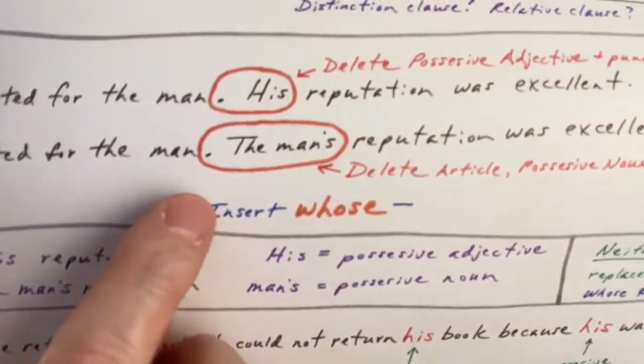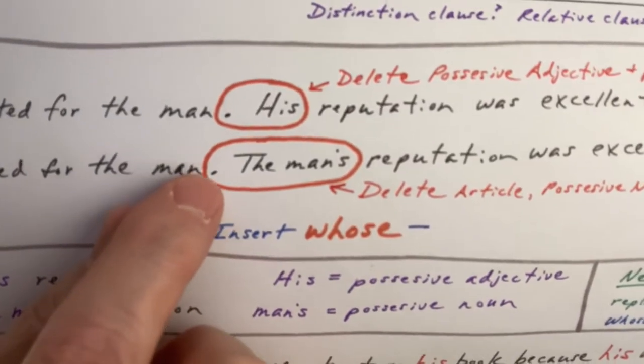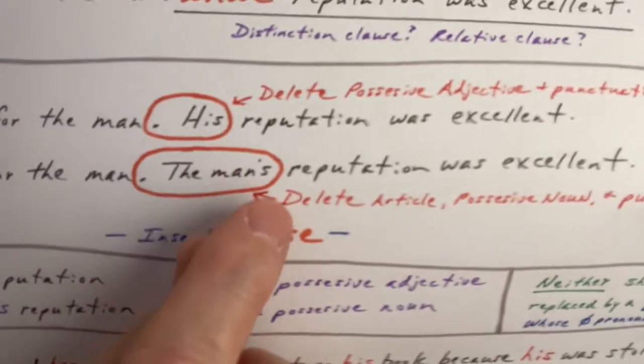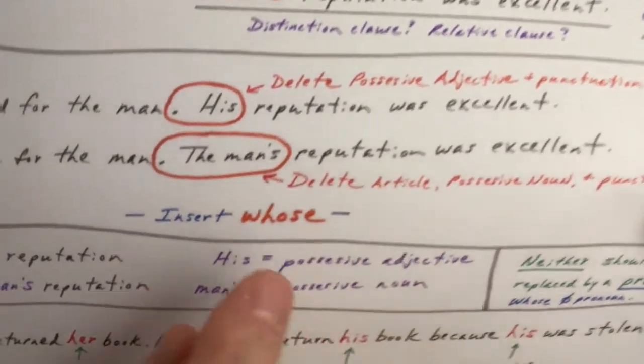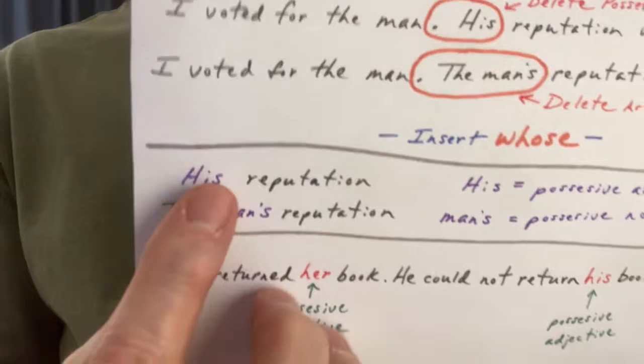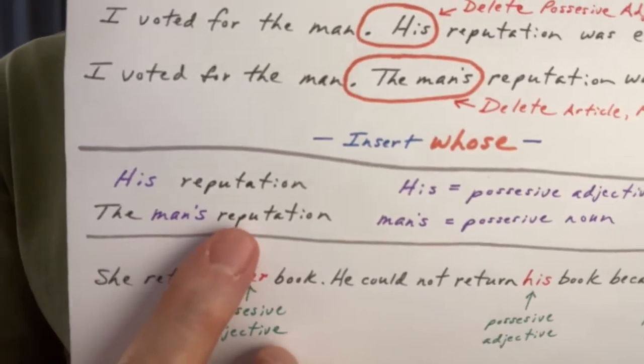In the second sentence, in our minds, we would delete the period and the two words, the and man's. There'd be a deletion here, and we would insert the word whose. This happens automatically in the mind. We don't even have to think about it. So there was a deletion of punctuation and words, and then there was an insertion of the word whose. But this is why I did not include the word whose with the other nine. Because watch, we're talking about what? His reputation, the man's reputation.